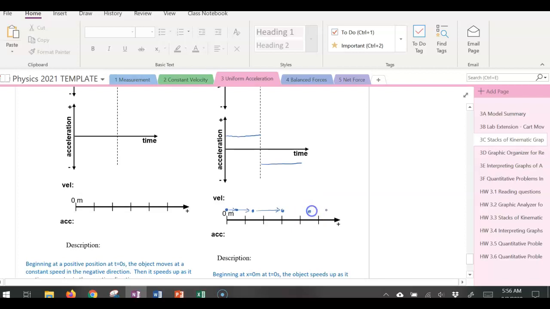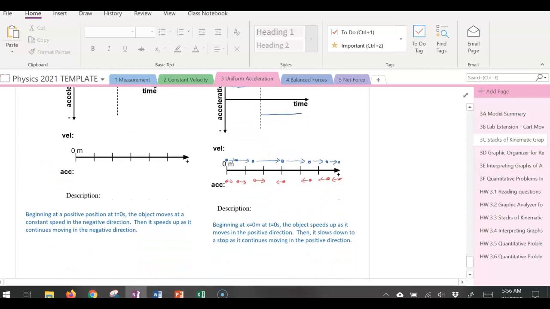Then it starts slowing down. It's still going in the positive direction, so the arrows still point to the right, but now they are getting shorter again. And then if I were to show the acceleration vectors on my motion map, for the first part of the trip, when it is speeding up, acceleration points in the same direction as the velocity vectors. But for the last part of the trip, the acceleration turns around and points in the negative direction.